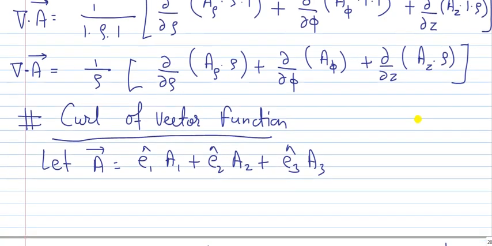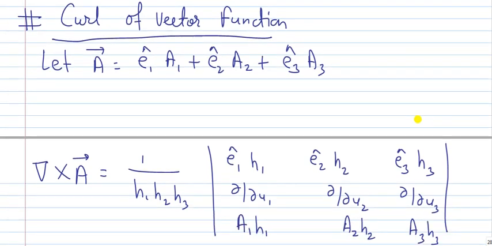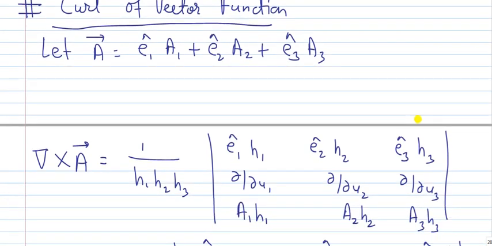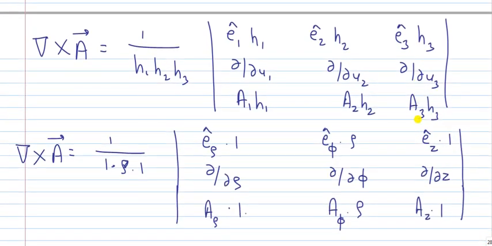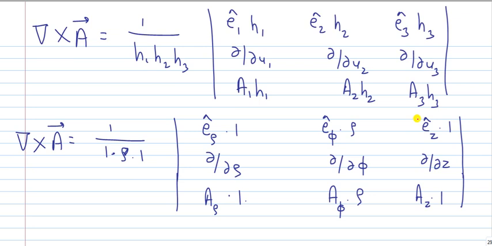Now let us see the curl of the vector function. To find the curl, we have the vector like this, and this is the general expression for finding the curl. So nabla cross A is equal to this one. Now we also put the values: e1 means e rho, e2 means e phi, s2 means rho, e3 means e z.